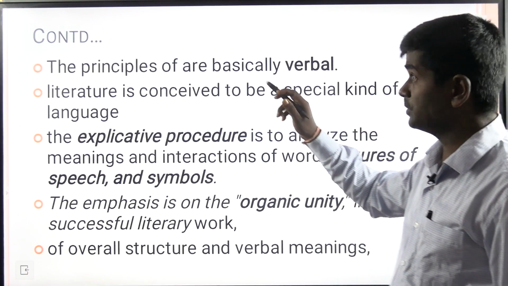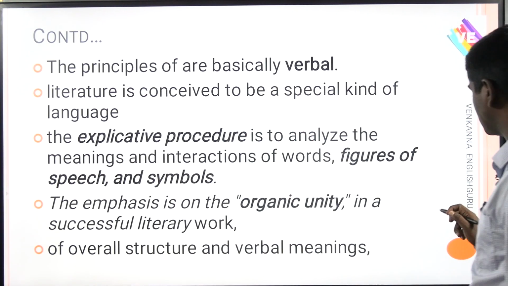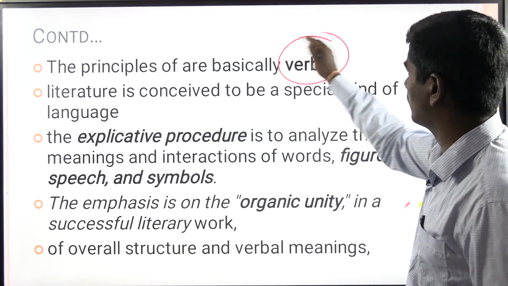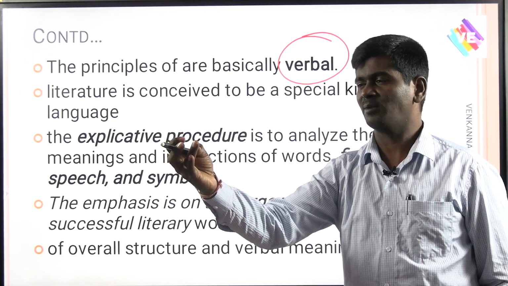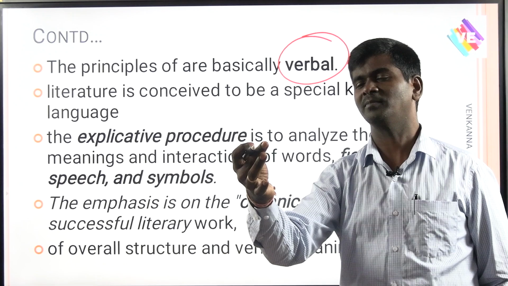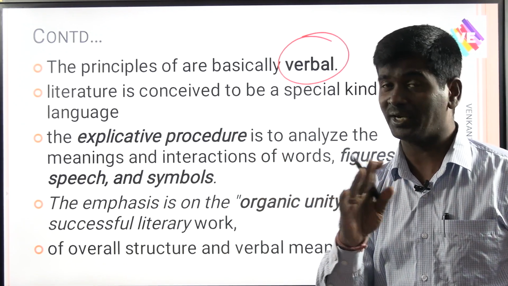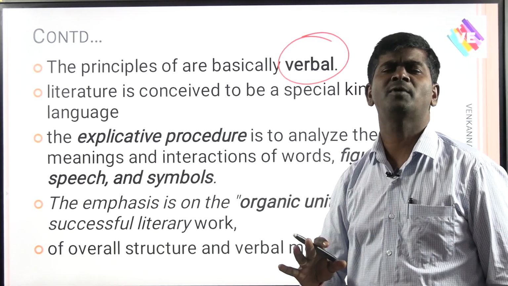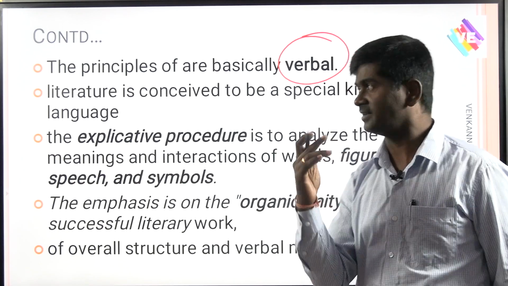Next, the principles of new criticism are just verbal. What are the major principles? Only verbal: the words, phrases, sentences, the syntactical and morphological structures, figurative expressions, rhyme scheme, rhythm, intonation, irony, paradox, structure, and texture. All these are very important in the process of analyzing a poem or a novel, not the other things.